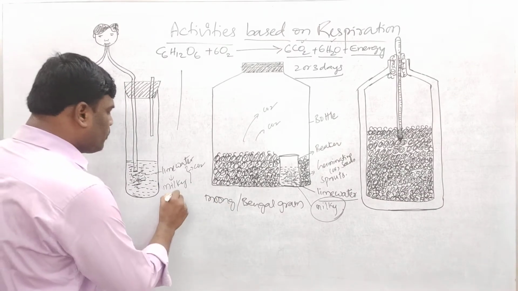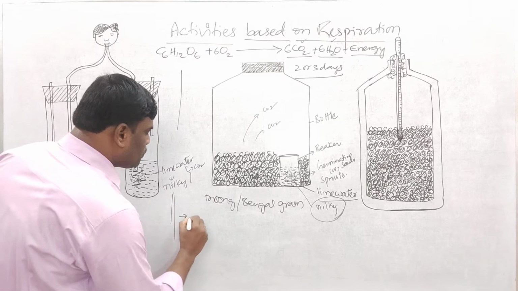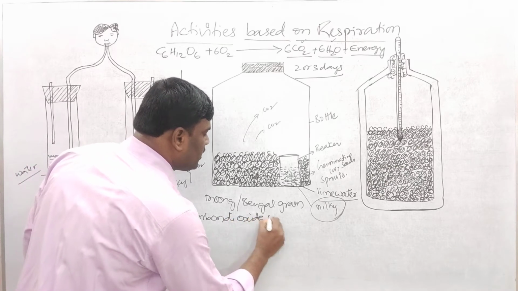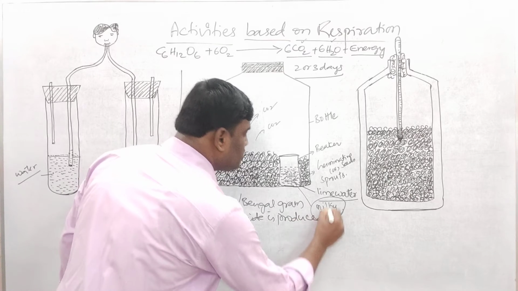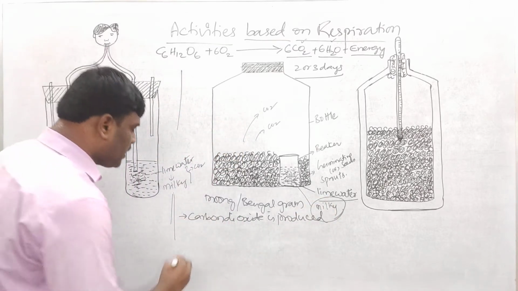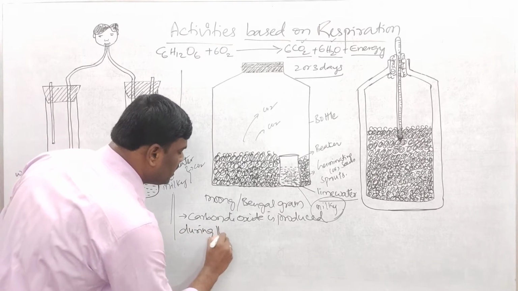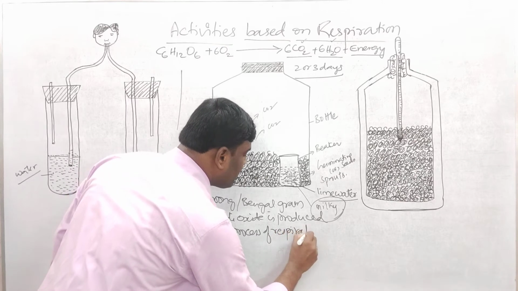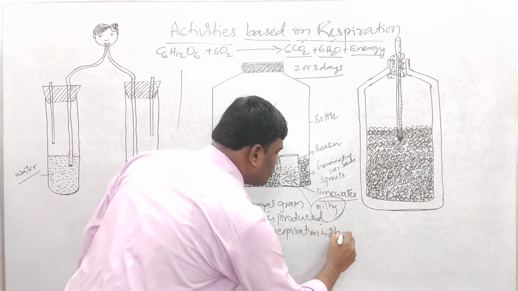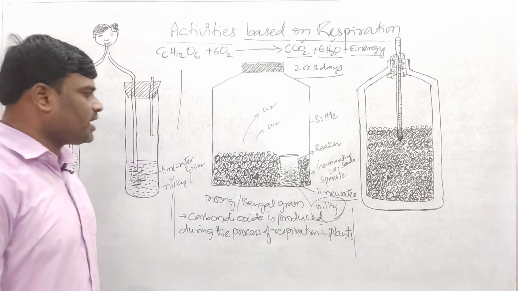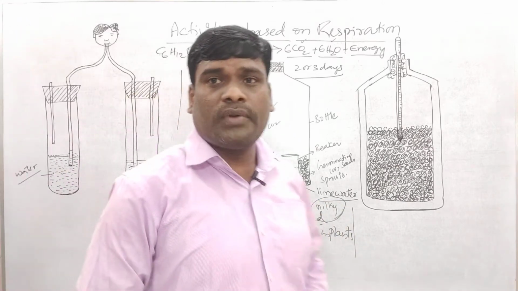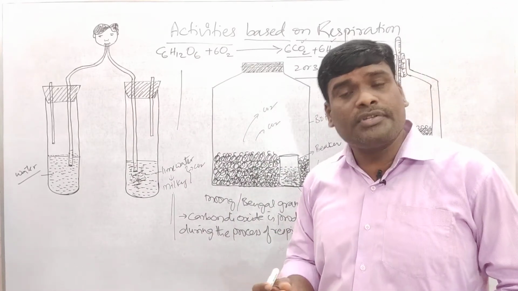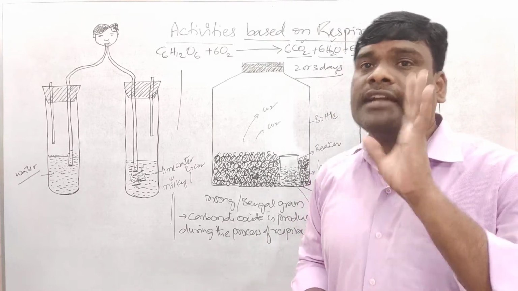So let me write it here, what this activity is, children. Carbon dioxide is produced during the process of respiration in plants. Okay, so this is one activity, children. Usually it is given in our books in order to test whether carbon dioxide is really produced during the process of respiration in plants or not.